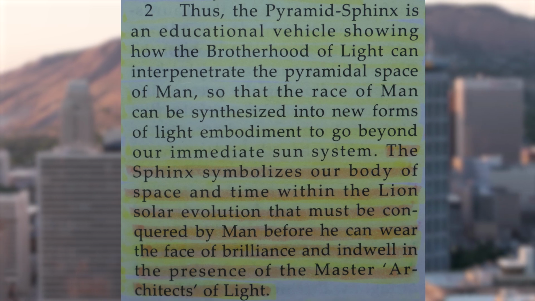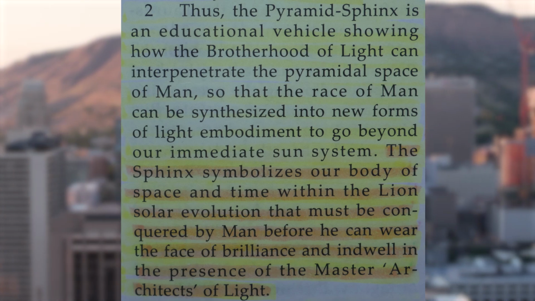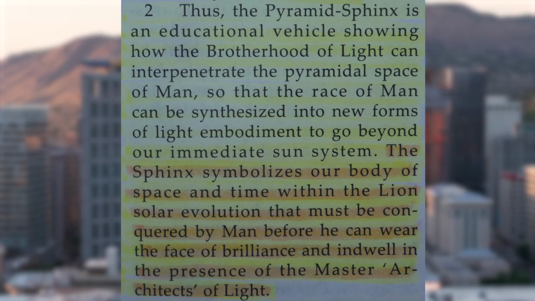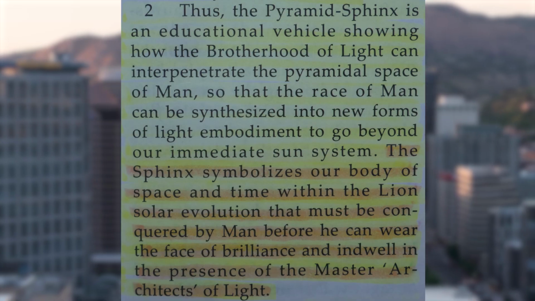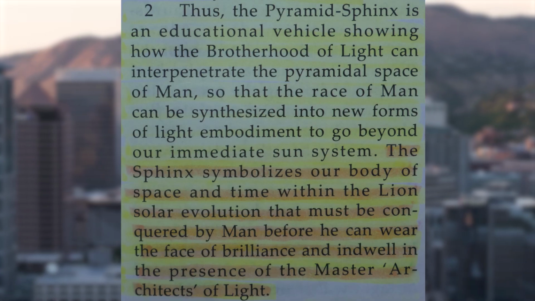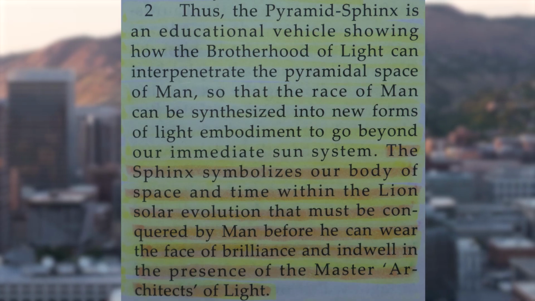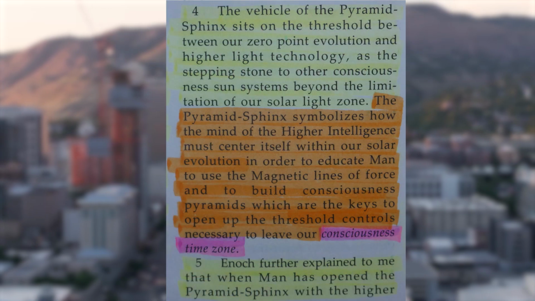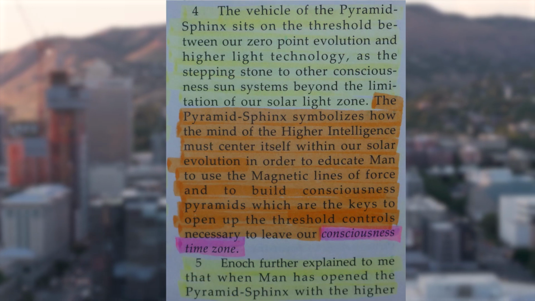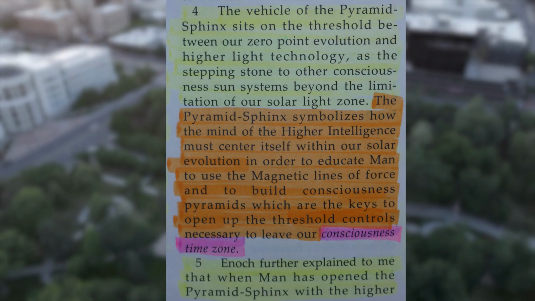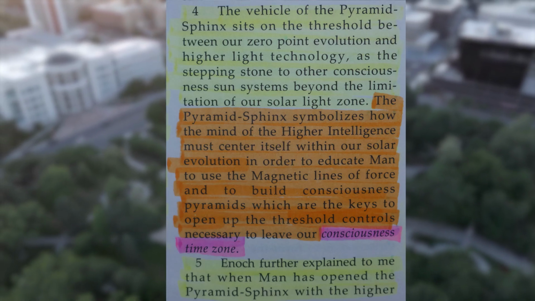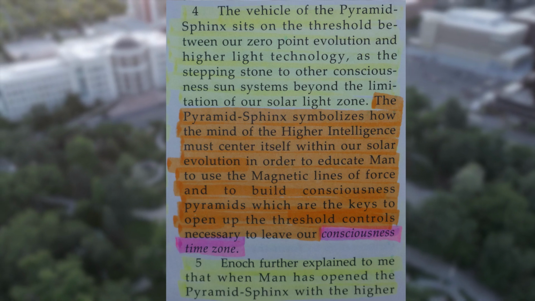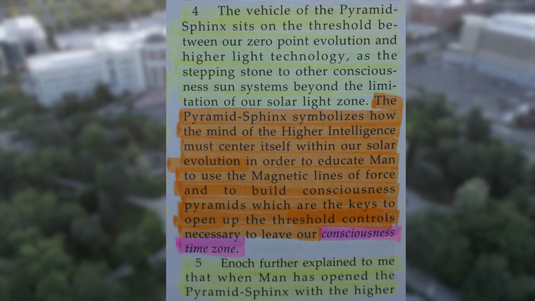our immediate sun system. The Sphinx symbolizes our body of space and time within the lion solar evolution that must be conquered by higher man before he can wear the face of brilliance and indwell in the presence of the master architects of light. Verse 4: the vehicle of the pyramid sphinx sits on the threshold between our zero-point evolution and higher light technology as the stepping stone to other consciousness sun systems beyond the limitation of our solar light zone.